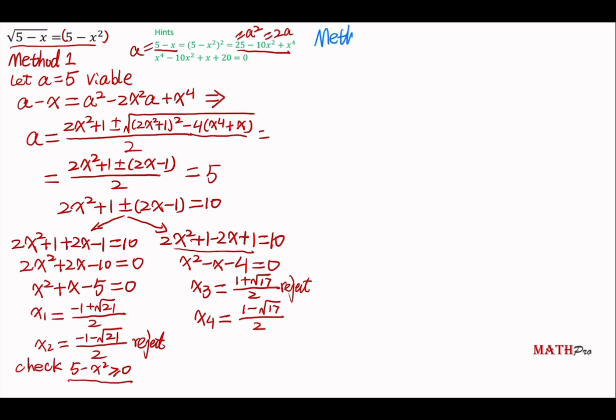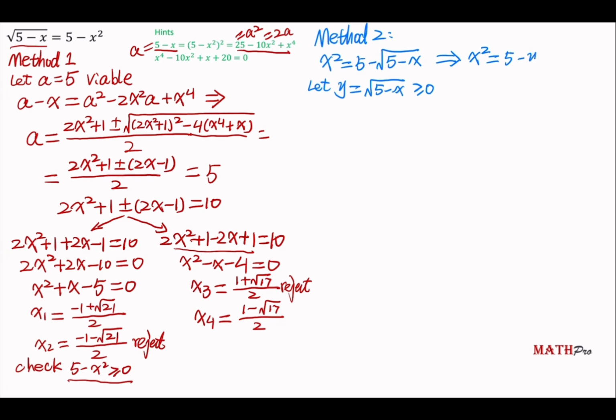Method 2. So the original equation here can be written as x squared equals 5 minus square root of (5 minus x). Then we let y equal square root of (5 minus x), and then we know it is greater than 0. So this equation can be written as x squared equals 5 minus y, because y equals this part.